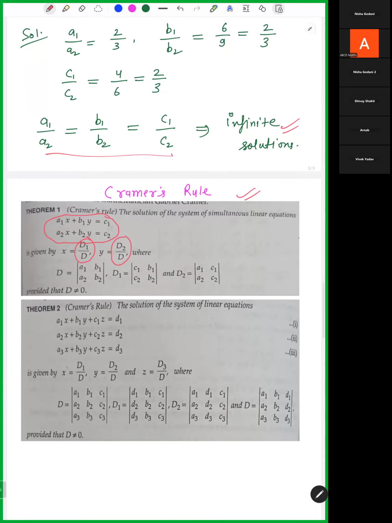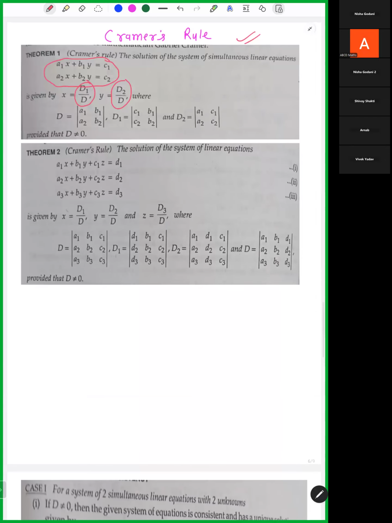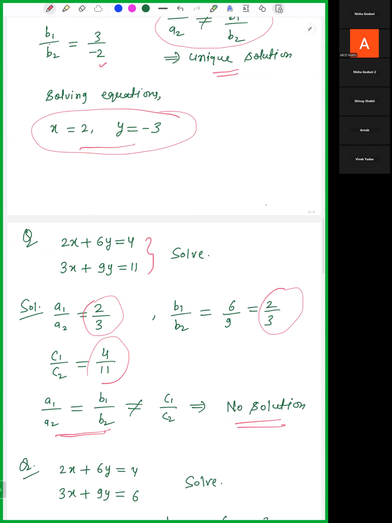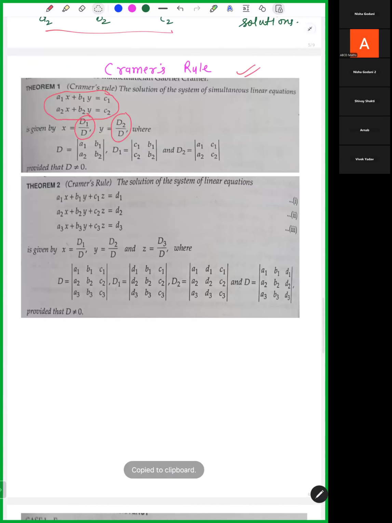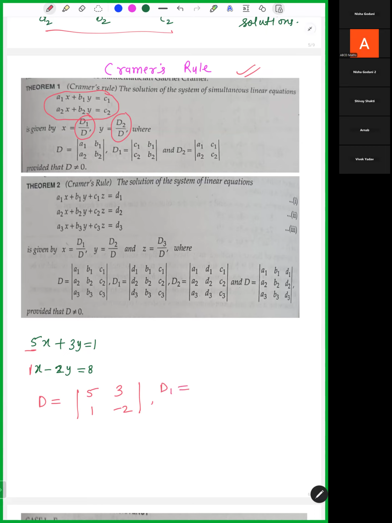Suppose I take this question. What will be D here? D will be actually the determinant of the coefficient matrix. So what will be the coefficient matrix here? 5, 3, 1, minus 2. So D will be the determinant of this matrix. Now what will be D1? D1 means you will replace the first column of D by the column of constants on the right hand side.